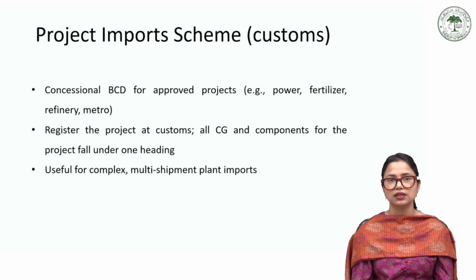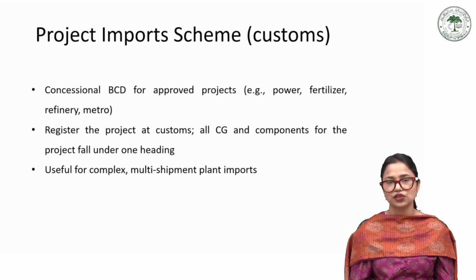Now let us look at the project import scheme. As we have mentioned before, this project import scheme is meant for huge projects, multi-sectoral projects involving a number of products and a number of industries as well. For example, power, fertilizer, refinery, metro. So in these projects, the approval of various projects happens and the import of capital goods under these projects would be at a very concessional rate or zero rate.